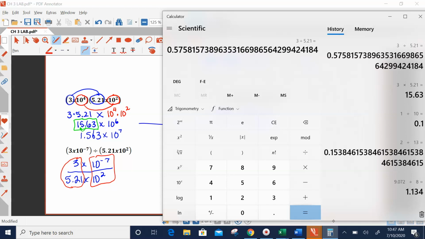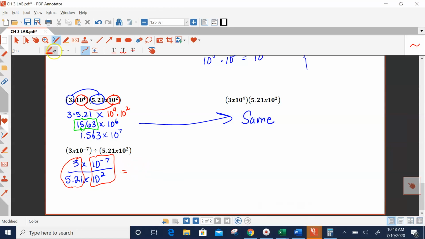So we get this really long decimal, and let's just do 3 decimal places again. So it's 0.57581. I want 3 decimal places, so I want it to stop at the 5 in 0.575. So that 5 in that position is going to be bumped up 1 because the number behind it is greater than 5. So 0.575 will become 0.576. Okay, so in dividing those, I get 0.576.